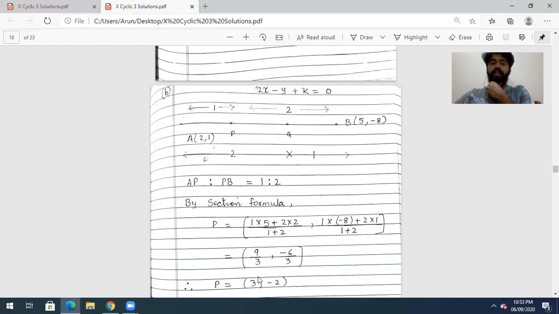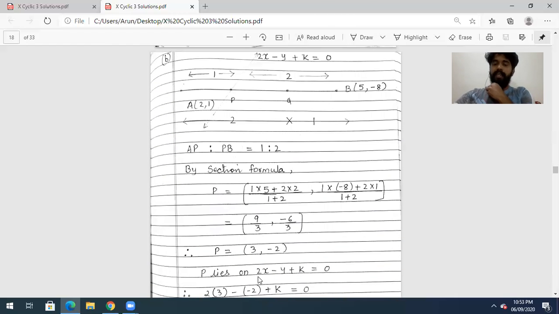Now, going on to the next question. The question states, the line joining the points (2, 1) and (5, minus 8) is trisected at the points P and Q. Trisected at points P and Q, that means point P divides it in the ratio 1:2 and point Q divides it in the ratio 2:1. We have learned this in class.